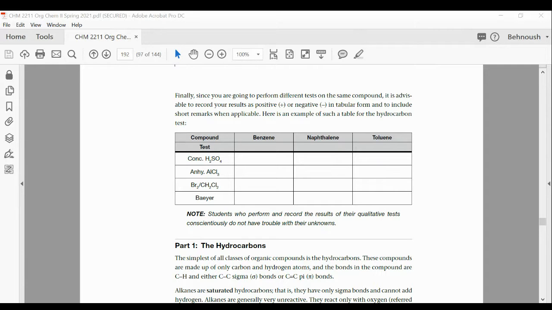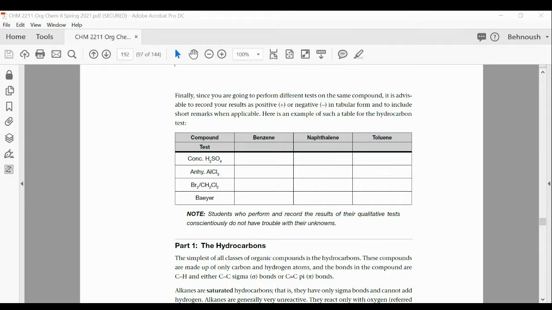Like for this experiment, when you do like 3 tests, this summarizes for the hydrocarbon test with the H2SO4, bromine, and permanganate, all of them. But since we don't do the anhydrous aluminum chloride, then you don't have to include this part in the table. Or if you did it before you watch the video, you just leave that part blank.